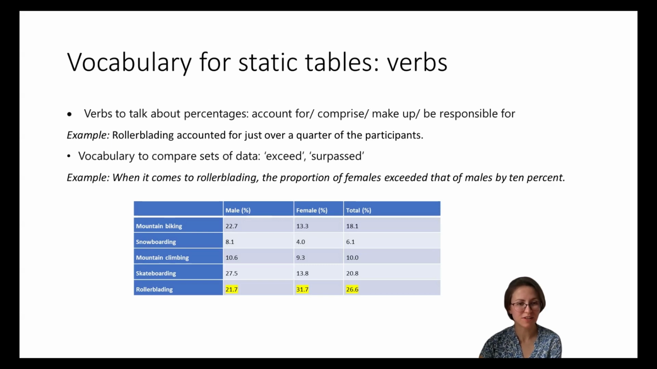Next, you will need the vocabulary to compare sets of data. And here you may be interested in phrases such as exceeded or surpassed. All right, the example, when it comes to rollerblading, the proportion of females exceeded that of males by 10%. Notice how I've used the preposition by to talk about the difference.